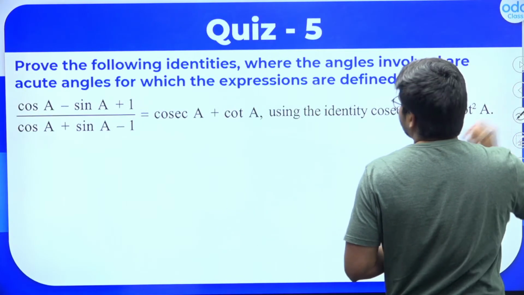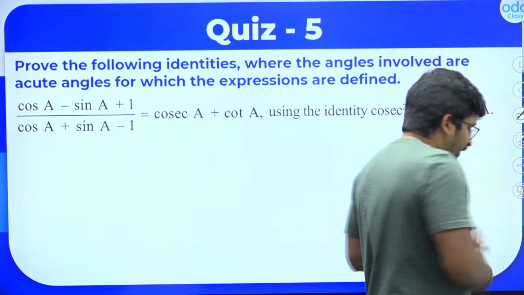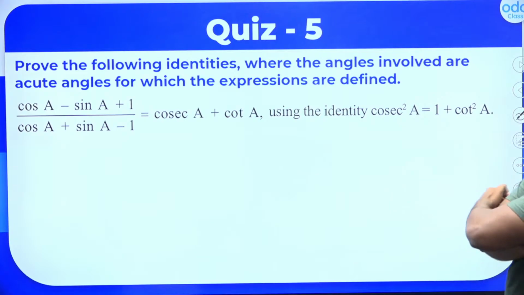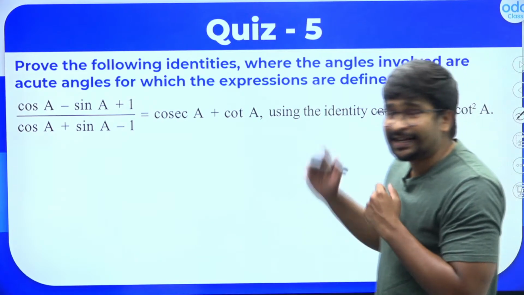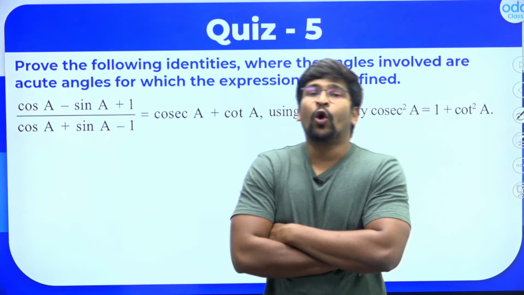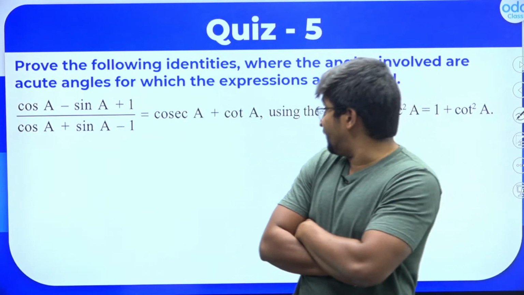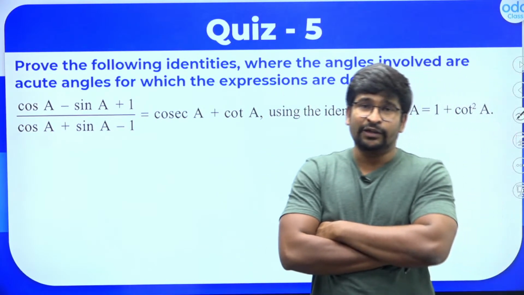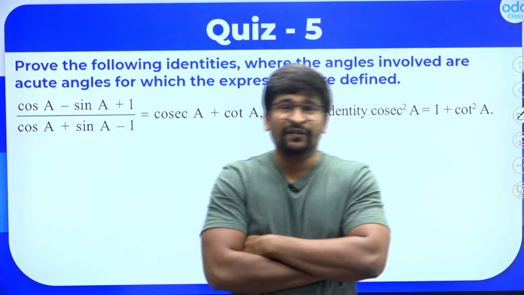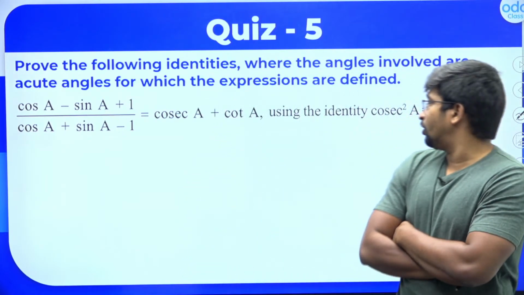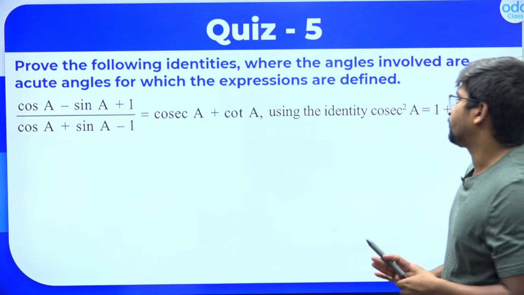Fair enough? Okay. Now let's move to the next question. You have to prove that cos a minus sin a plus 1 divided by cos a plus sin a minus 1 is equal to cosec A plus cot A. This is a very interesting question. If you have not done it before, sometimes you might not reach the answer. Okay, now let's try to prove this.